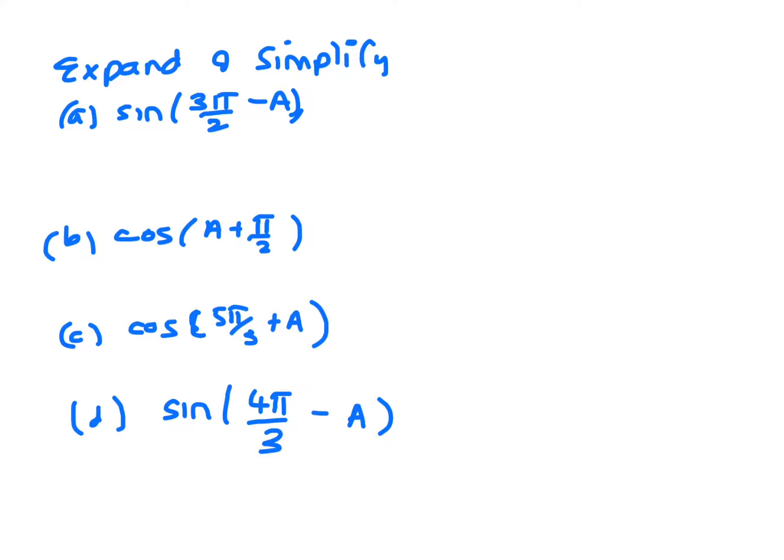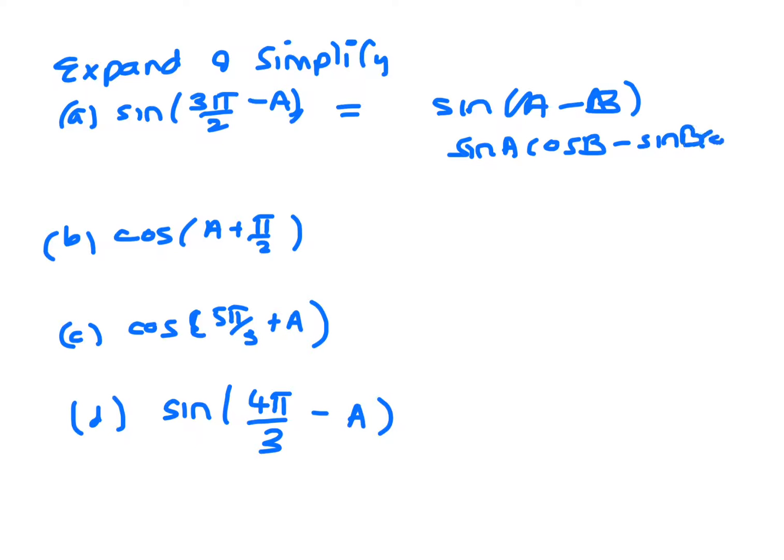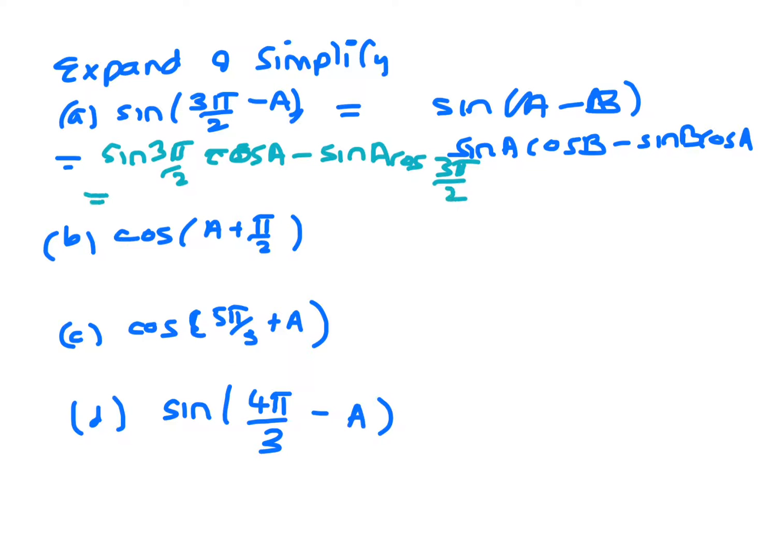Okay, just looking at these expansions. So this is the same as the sine A minus B expansion, and that just becomes sine A cos B minus sine B cos A. Okay, so let's just apply it to this. So that'll be sine 3 pi on 2 cos A, same sign, minus sine A cos 3 pi on 2. So sine 3 pi on 2 is sine 270.